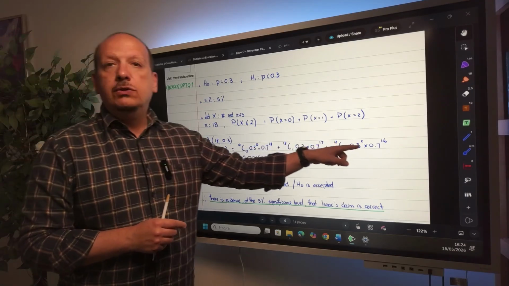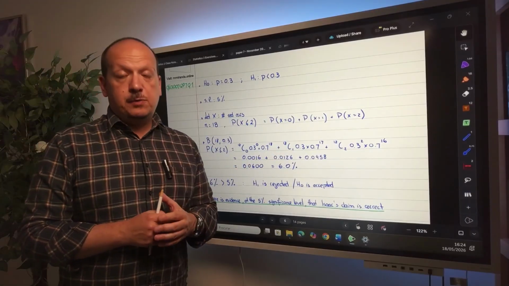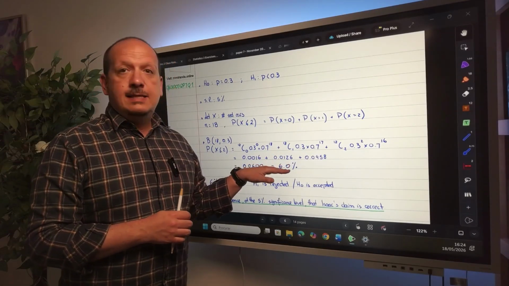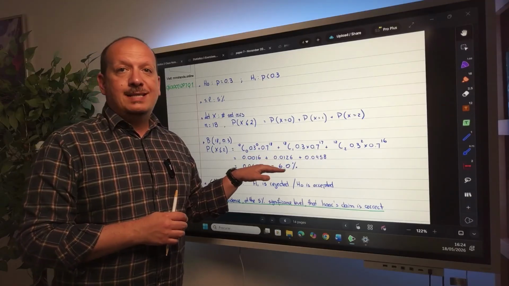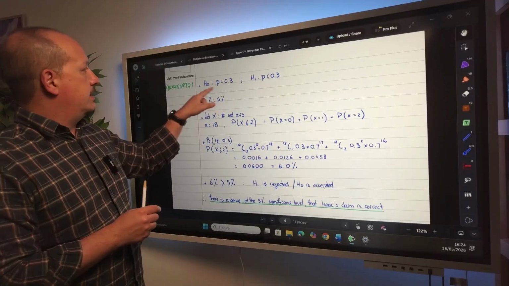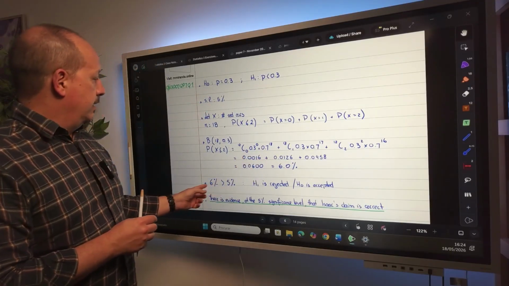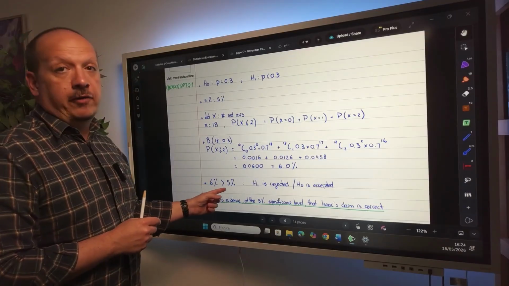You already know how to do this. And I have an overall result of 6%. So this is the numerical percentage value that you are going to use and compare against the significance level of the test, which is 5%. What happens in this case? 6% is bigger than 5%.